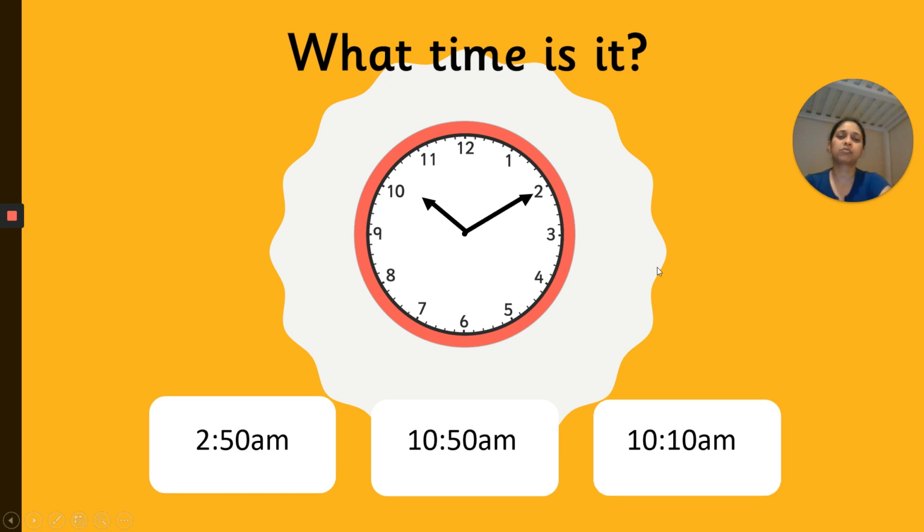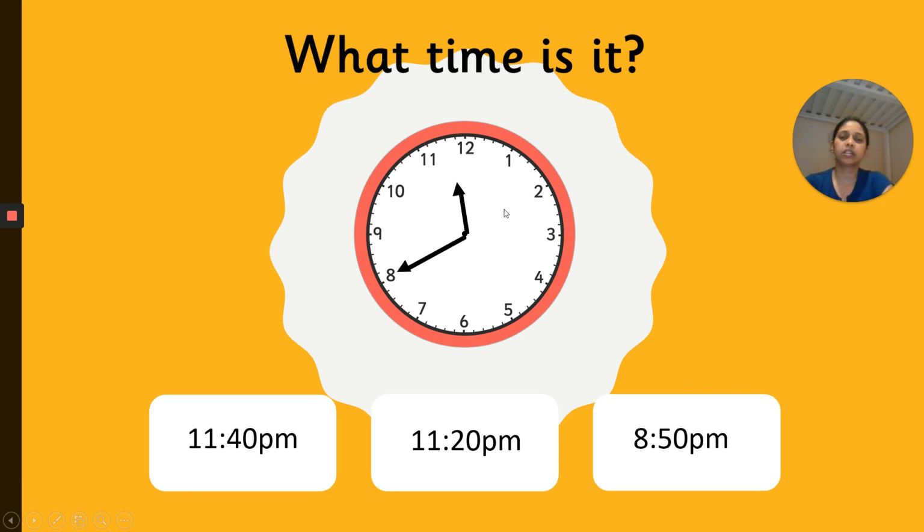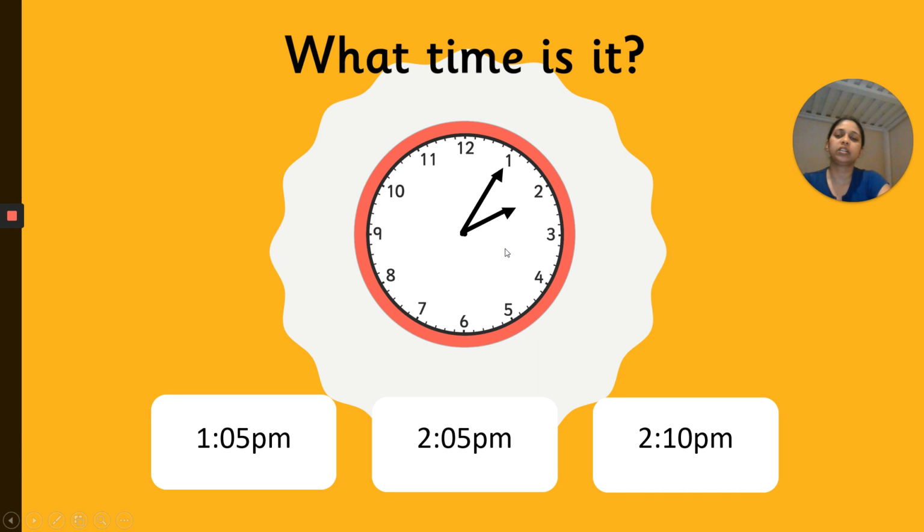And the next one, what time is it over here? Is it 2:50 a.m., 10:50 a.m., or 10:10 a.m.? And we know that a.m. is morning. Next one, is it 11:40 p.m., is it 11:20 p.m. or is it 8:50 p.m.? Next one, is it 1:05 p.m., 2:05 p.m. or 2:10 p.m.?